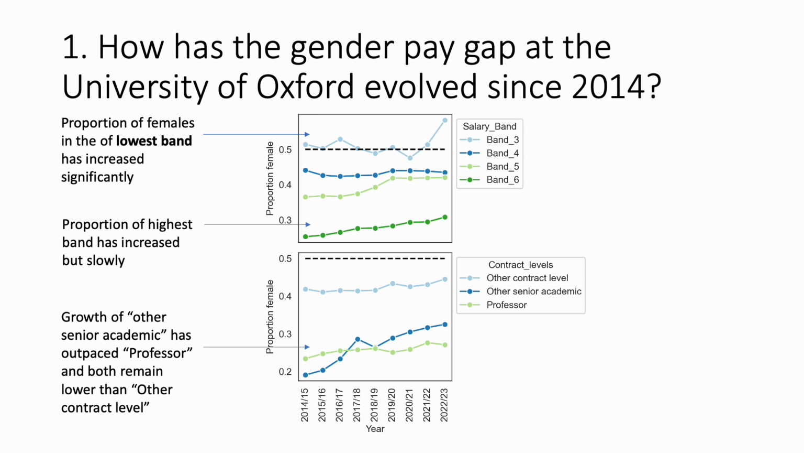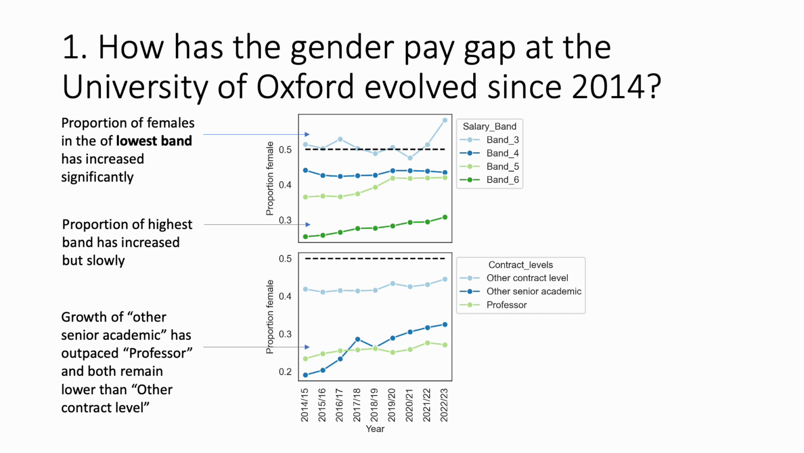The x-axis is simply the year, and as you can see, we created different bands. These are salary bands. Band 3 is the lowest band, and band 6 is the highest paying salary band. In the case of the University of Oxford, we don't have any band 1 and band 2 salaries, and that could be just the regulation that was set for Oxford.